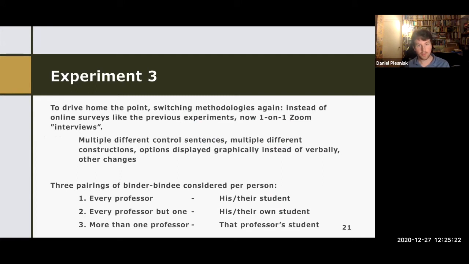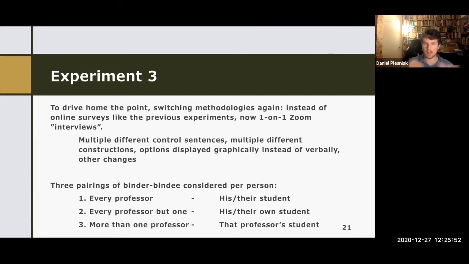And just to drive home this point, kind of beating it to death, switching methodologies again. Instead of online surveys, like the previous experiments, now let's do it in a kind of one-on-one Zoom interview session. They're not really free-form interviews. They're answering a set of questions, but it's a face-to-face thing rather than online participants in a kind of anonymous experiment. This in some ways kind of helps because they can ask questions and other things like that.